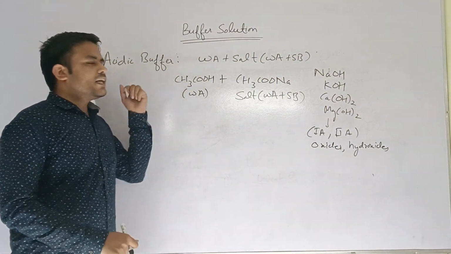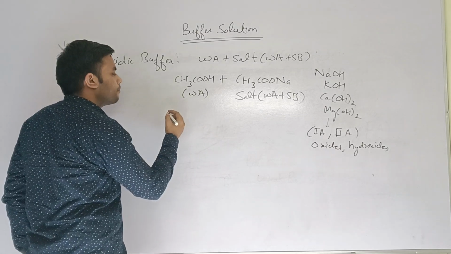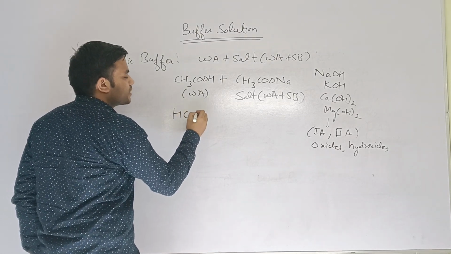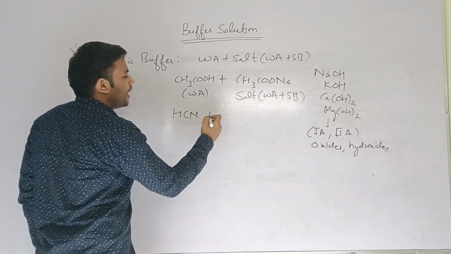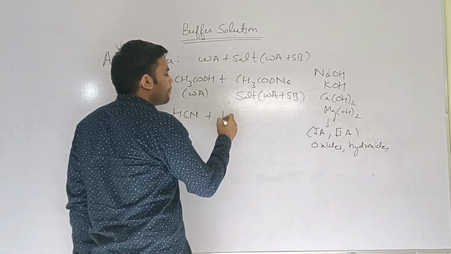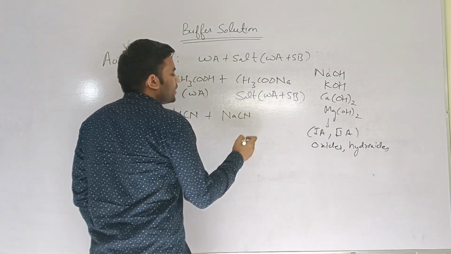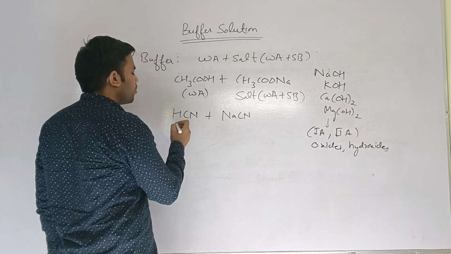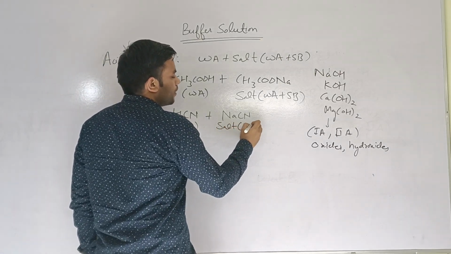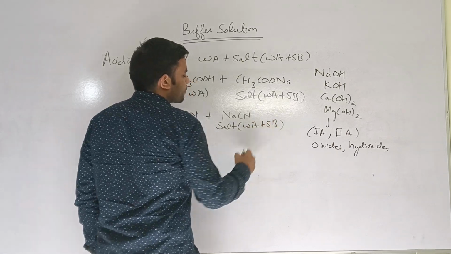Now let us see some more examples of acidic buffer. For example, any weak acid like HCN. HCN is also a weak acid. And salt of weak acid with strong base, for example, NaCN. NaCN is the salt of a weak acid with strong base. HCN is a weak acid plus its salt with strong base.